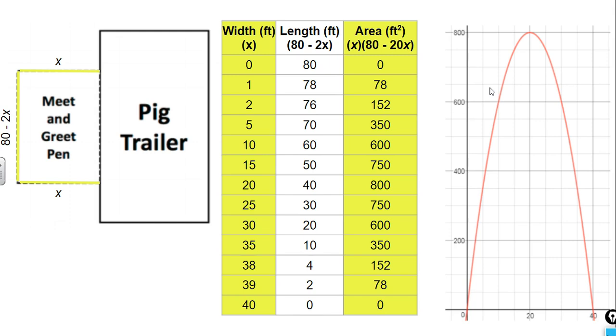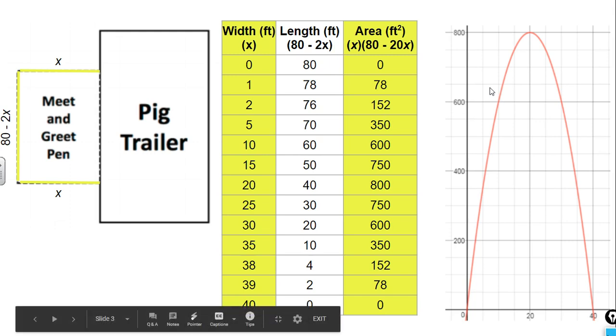When we look at this in terms of a graph, these are our independent variables, or our x variables. That's represented on our x-axis. This is the width in relation to our area. So the area is a function of the width, and the area is represented on our y-axis.